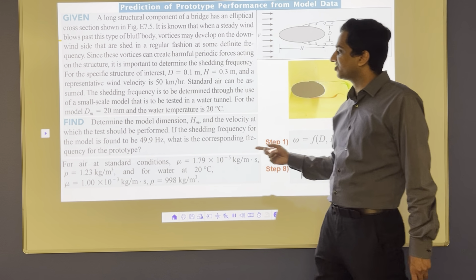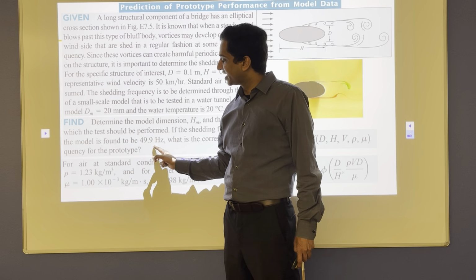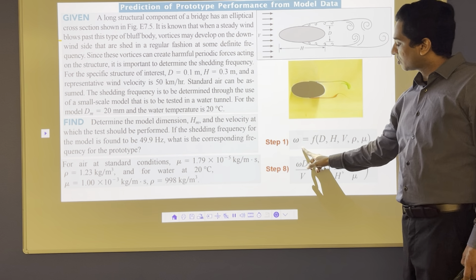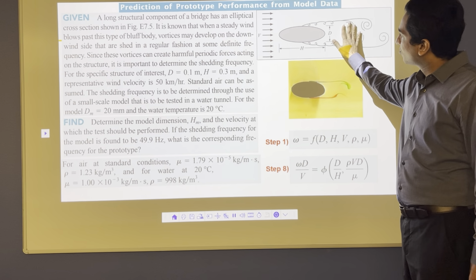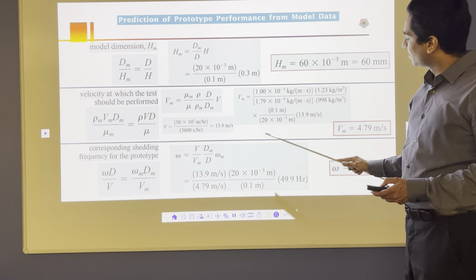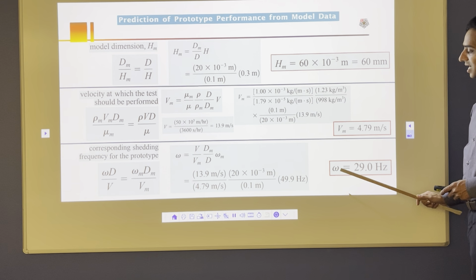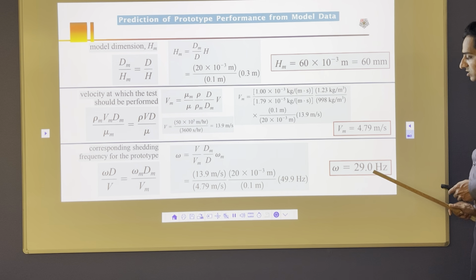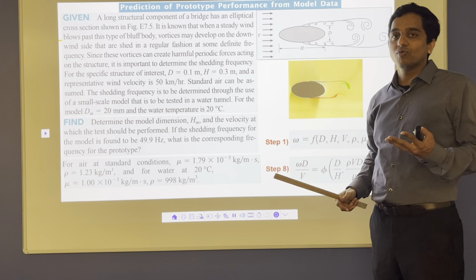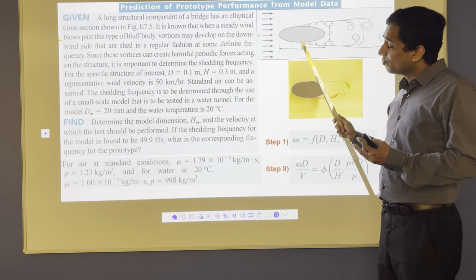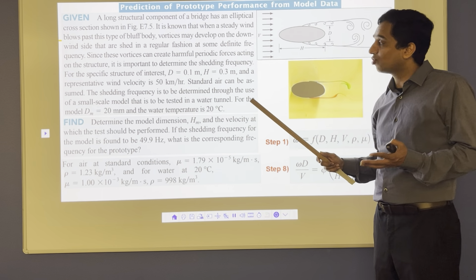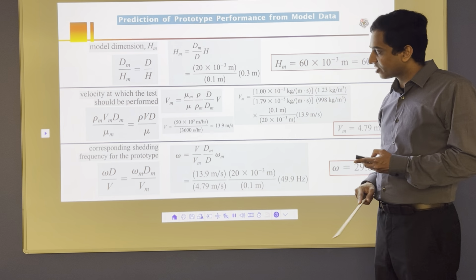Once you run your experiment, you are going to get a frequency of 49.9 Hz in your experiment. So what is that frequency equivalent to for the original object? For that you can use this term and predict exactly the number for the original object. So you get your dimensions here, you get your velocity, you run your experiment, and then finally you will get omega as 29 hertz. It means that the original object will now have a 29 hertz frequency. It means you predicted how this component will behave without building the component, and that's the whole idea of dimensional analysis or doing this process.